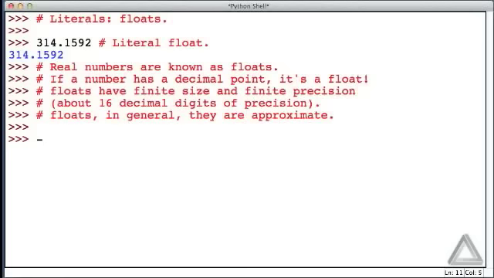We could have minus 0.1234. That's a float. How about if we had minus and then just wrote the decimal point, 1, 2, 3, 4? Well, that's still a float, and notice what is echoed back to us doesn't look exactly like what we typed in. The interpreter added the leading 0 for us.